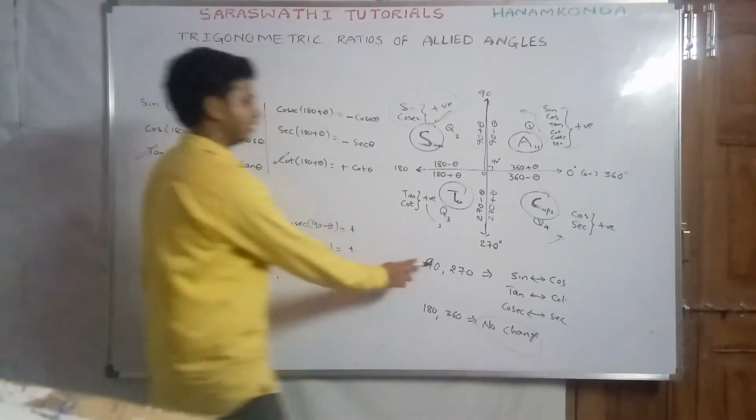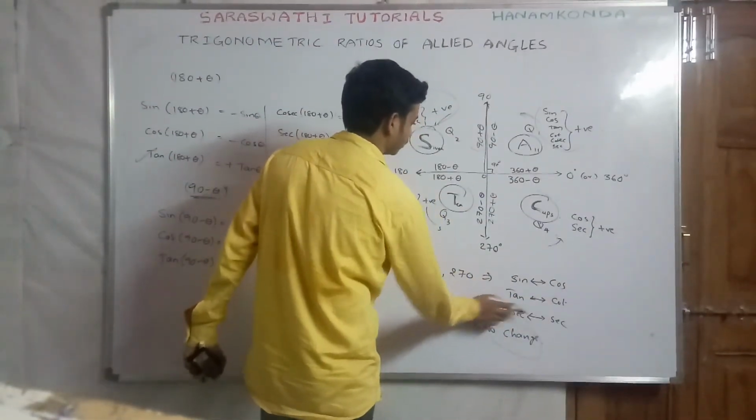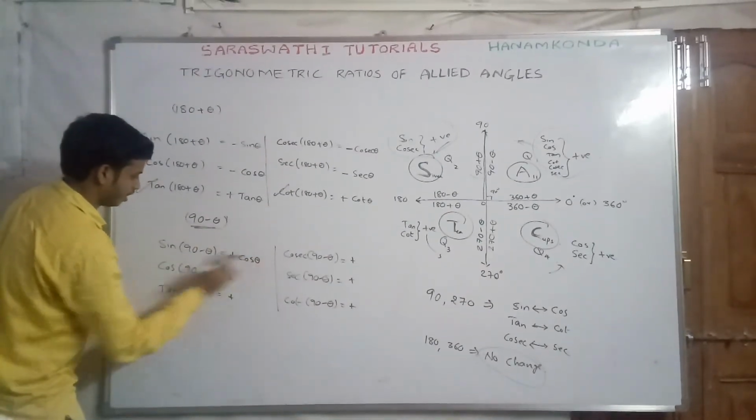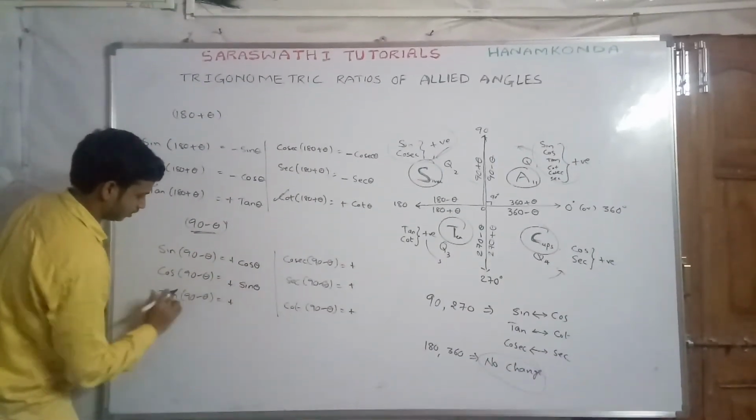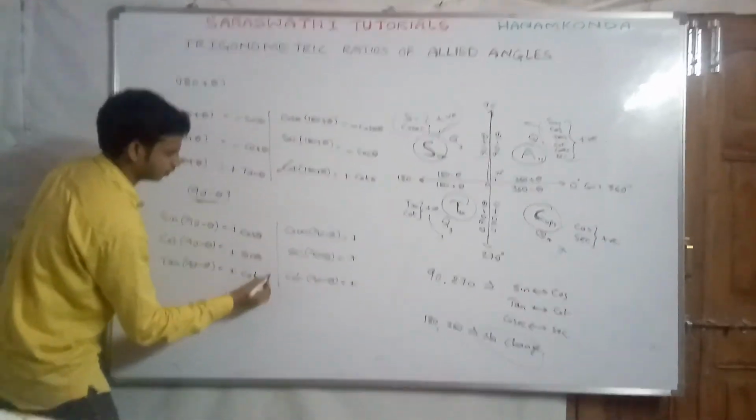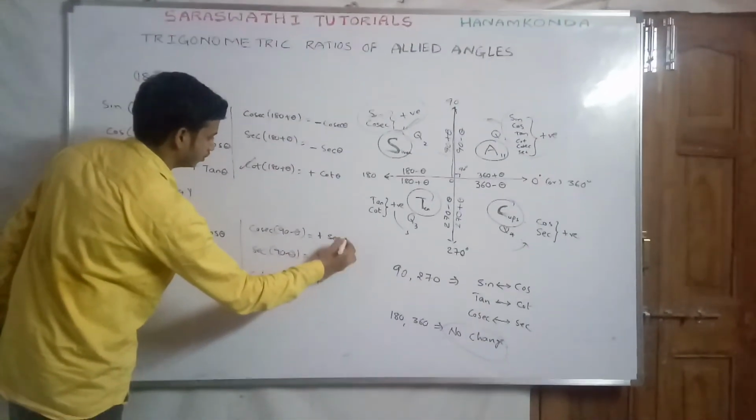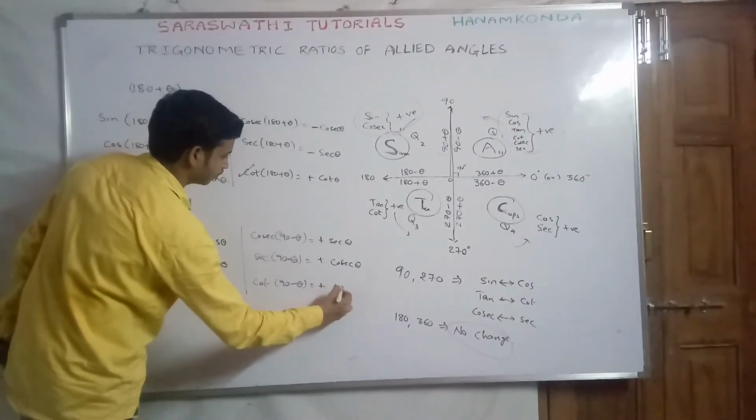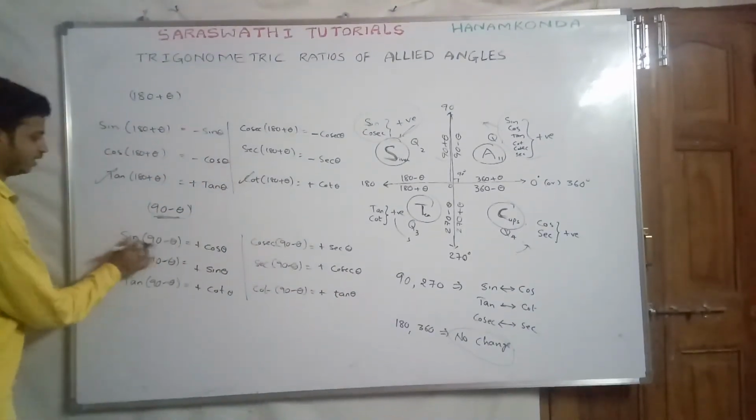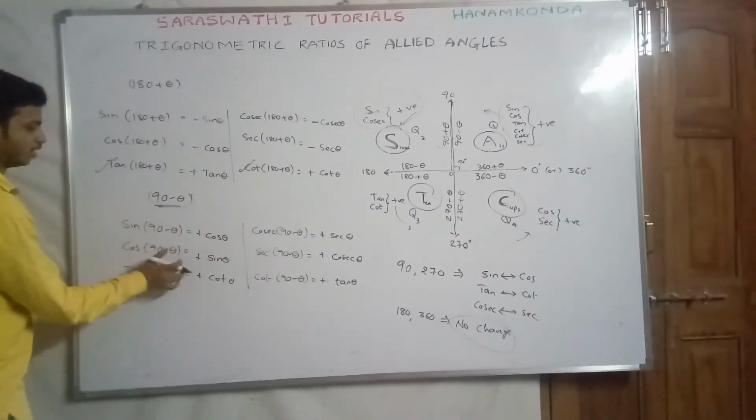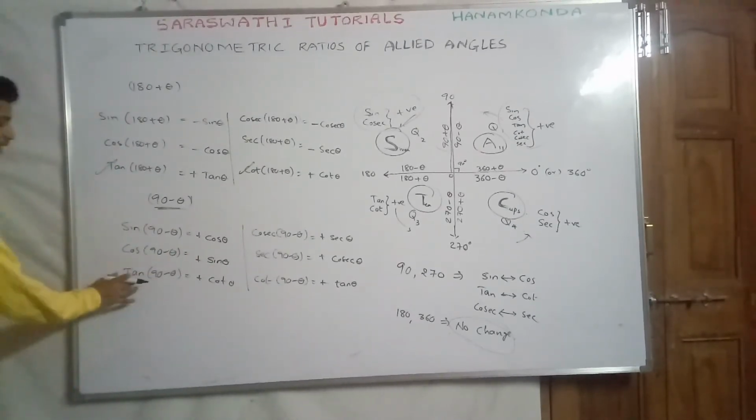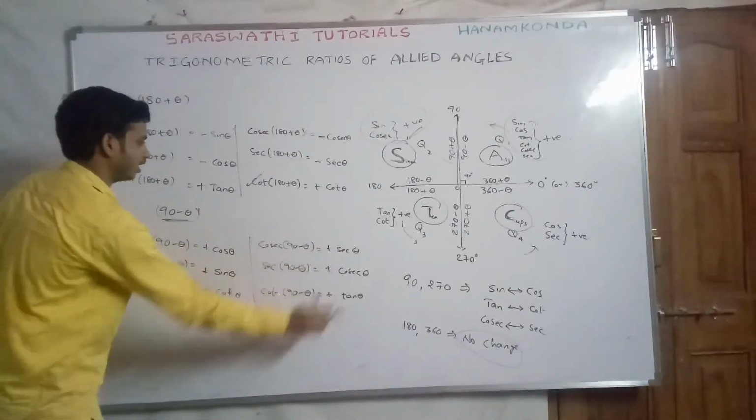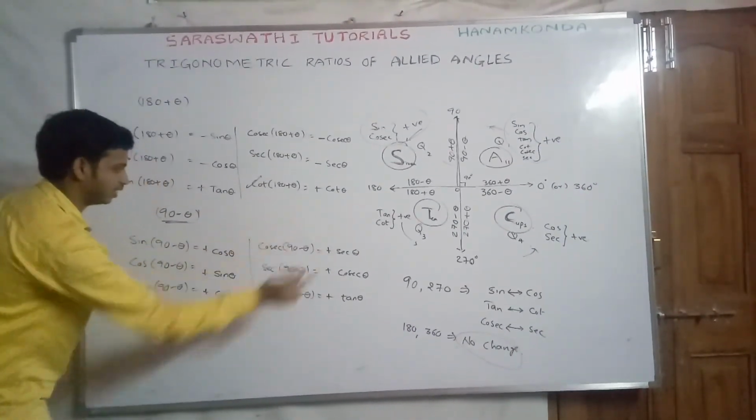For 90 and 270, sine changes to cos, tan changes to cot, cosec changes to sec. So sine changes to cos, cos changes to sine, tan changes to cot, cosec changes to sec, sec changes to cosec, and cot changes to tan. So sine of 90 minus theta is cos theta, cos of 90 minus theta is sin theta, tan of 90 minus theta is cot theta, cosec of 90 minus theta is sec theta, sec of 90 minus theta is plus cosec theta, cot of 90 minus theta is plus tan theta.